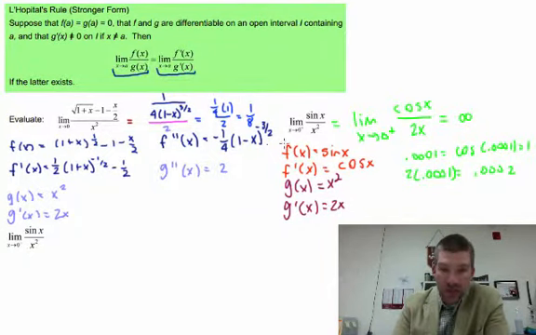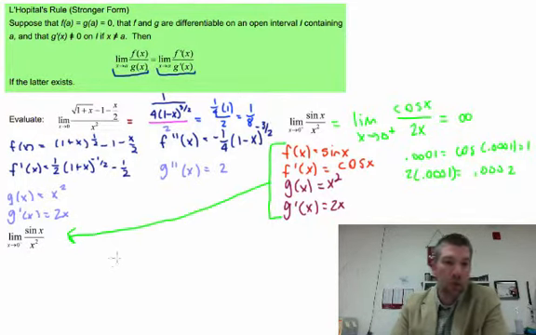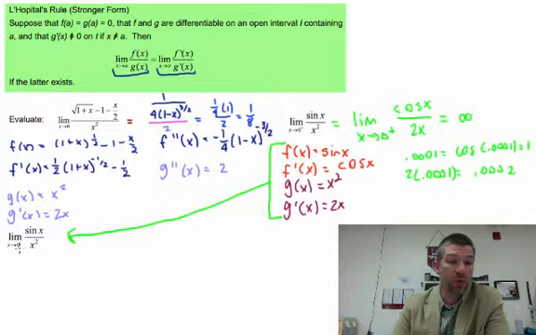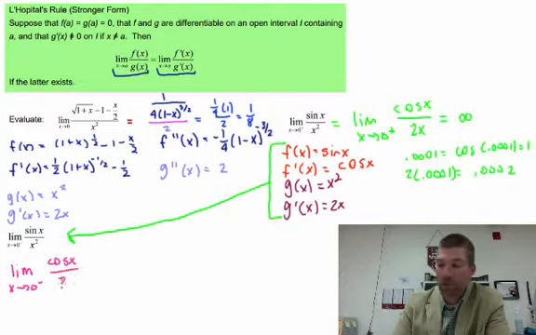Now, using these same tools, we can also investigate the sine of x over x squared as x approaches 0 from the left. And it's the same process. If I put 0 in here, I get 0 over 0, which I cannot have. That's an indeterminate form. So what I'm going to do is look at the limit as x approaches 0 from the left of cosine x over 2x.